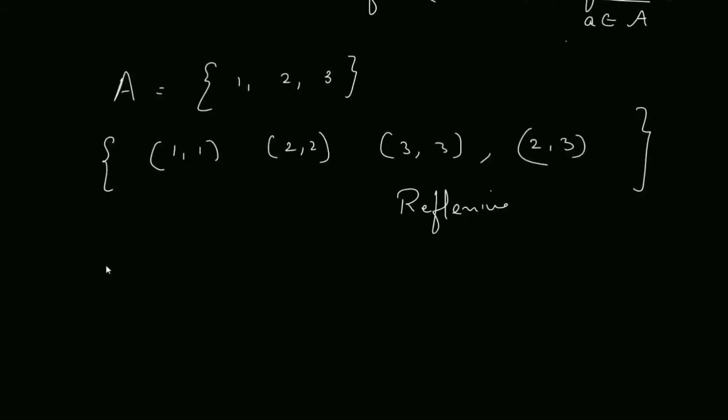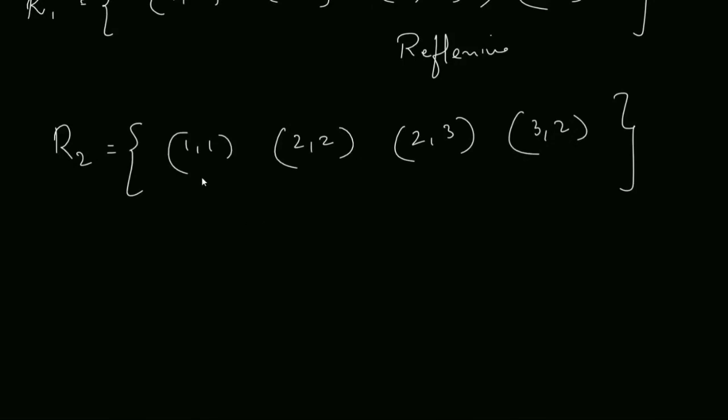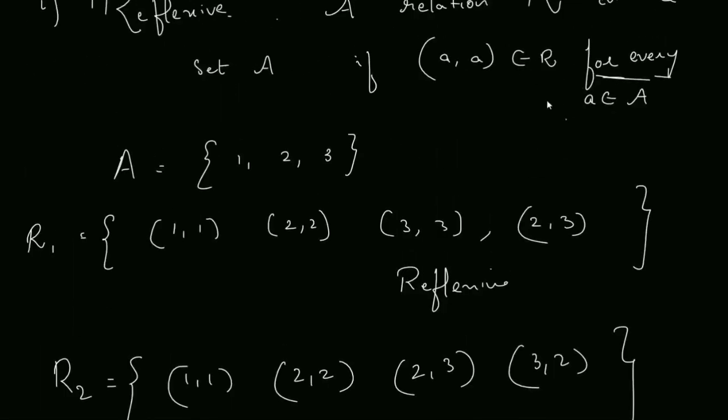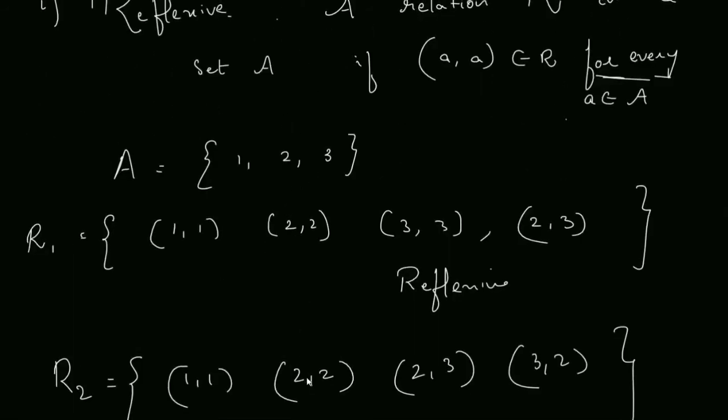Now I'll give another example. Set A. I'll name this as R1. Next I'm going to name it as R2, which is (1, 1), (2, 2), (2, 3), (3, 2). Is it reflexive? No, this is not reflexive, because for every element, this word is very important, for every element, for all the elements. So for example, if you take 1, (1, 1) should be there. If you take 2, (2, 2) should be there.